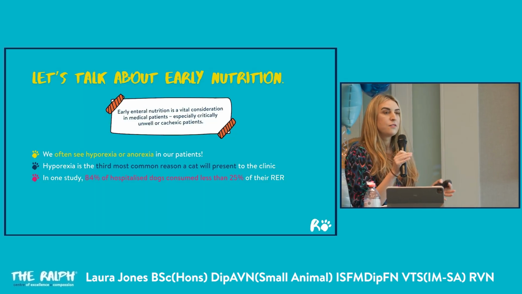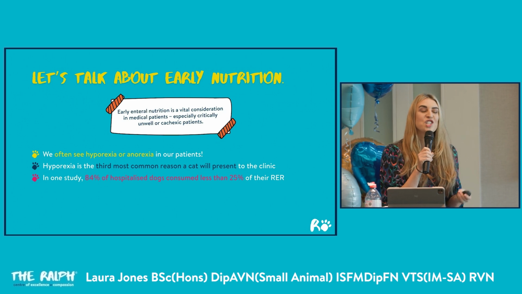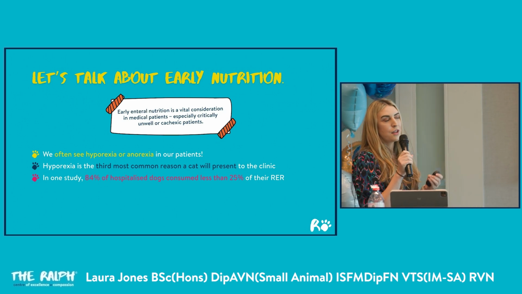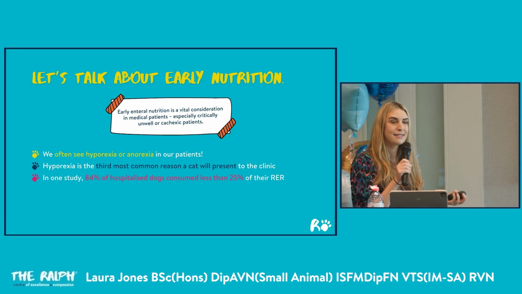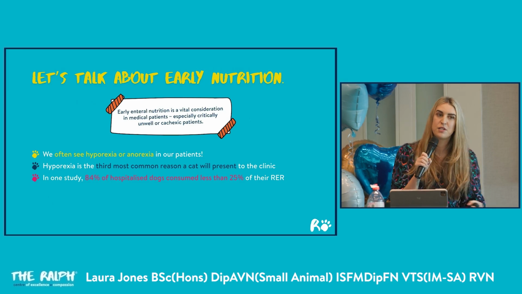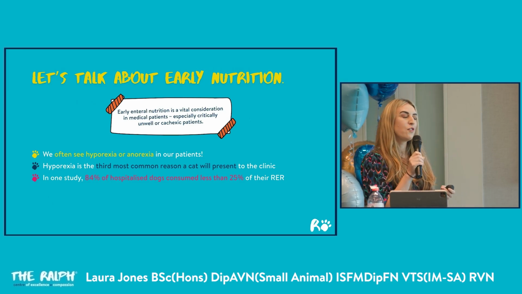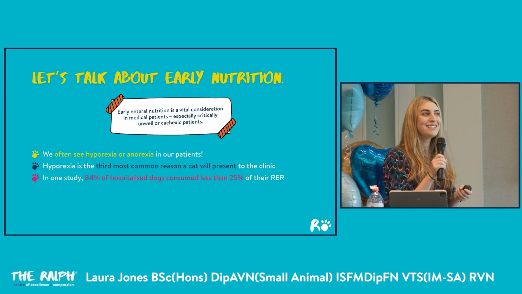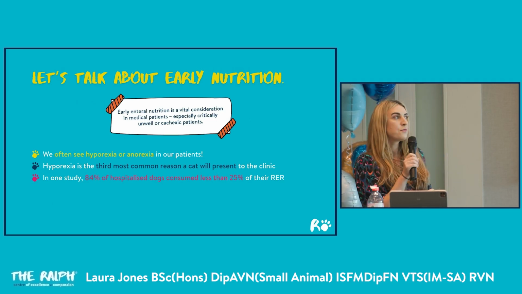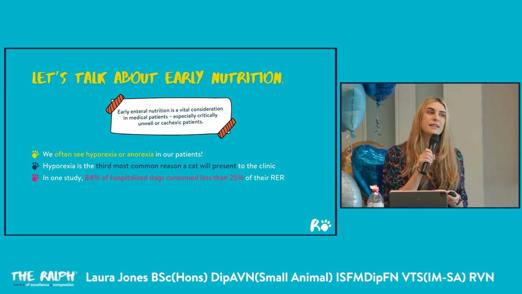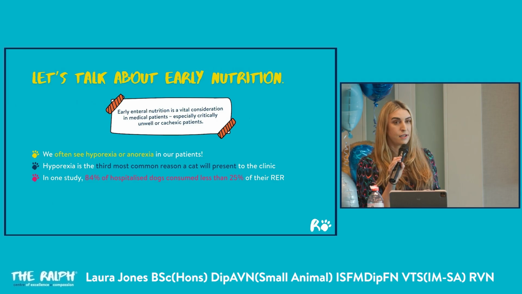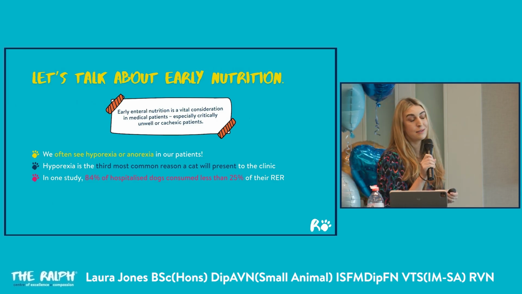So why do we do this? Firstly, because providing enteral nutrition early is really, really important. We know that patients who are critically unwell, cachexic, so have increased energy expenditure, patients who have a vast majority of medical conditions or present as emergencies often are at increased risk of malnutrition, and getting nutrition into these patients early is absolutely essential. In fact, cats, hyporexia is the third most common reason a cat will present to the clinic. That was shown in the new ISFM guidance on managing inappetence in cats.